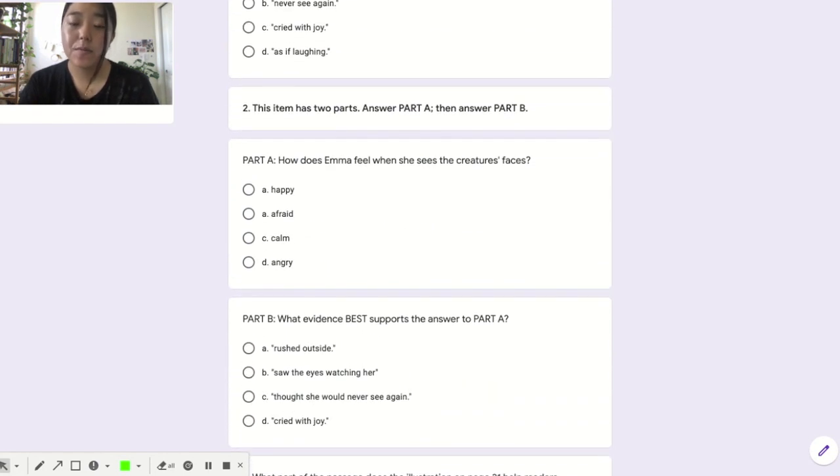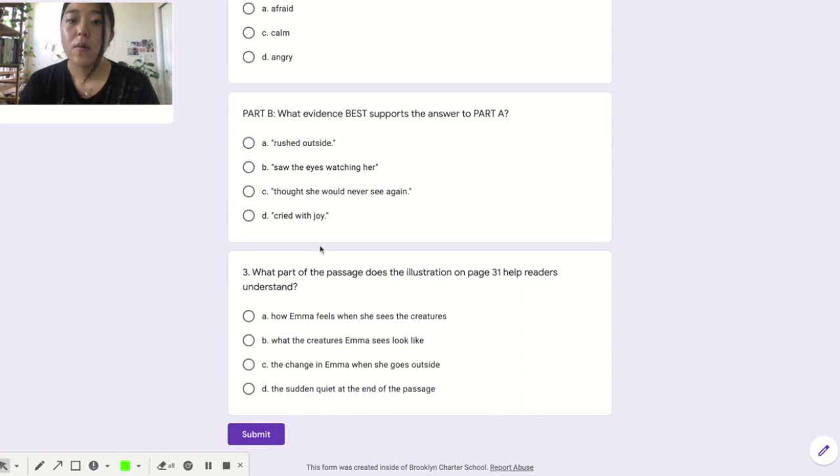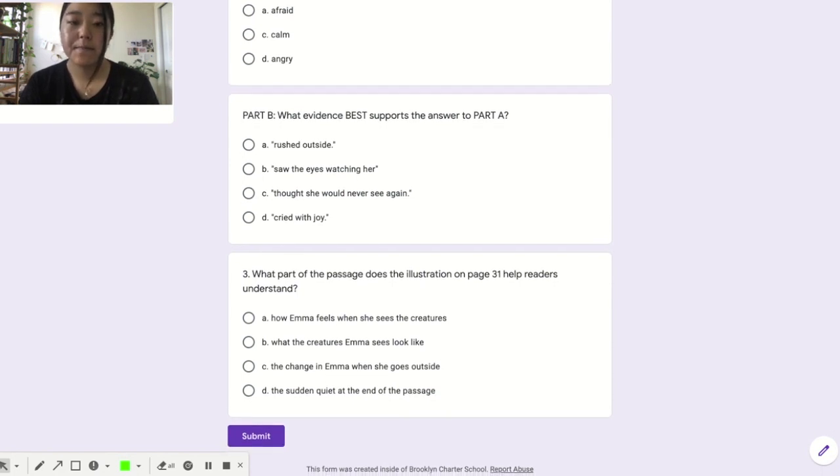So question number 2 has two parts, part A and part B. So part A asks, how does Emma feel when she sees the creatures' faces? A, happy. B, afraid. C, calm. Or D, angry. Part B, what evidence best supports the answer to part A? A, rushed outside. B, saw the eyes watching her. C, thought she would never see again. Or D, cried with joy.